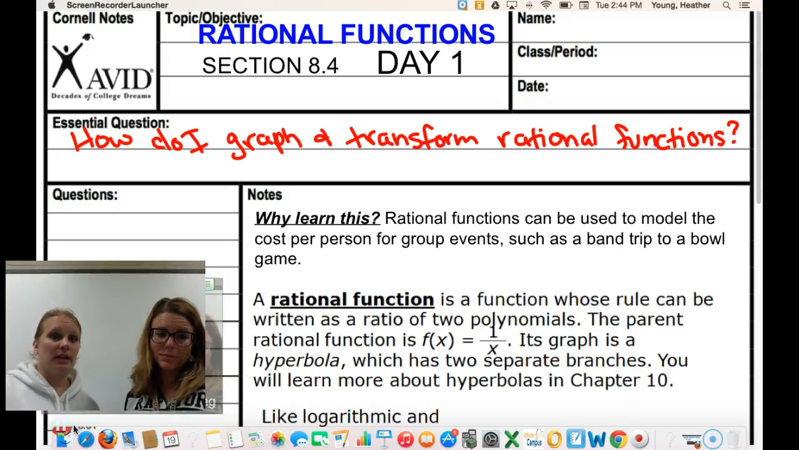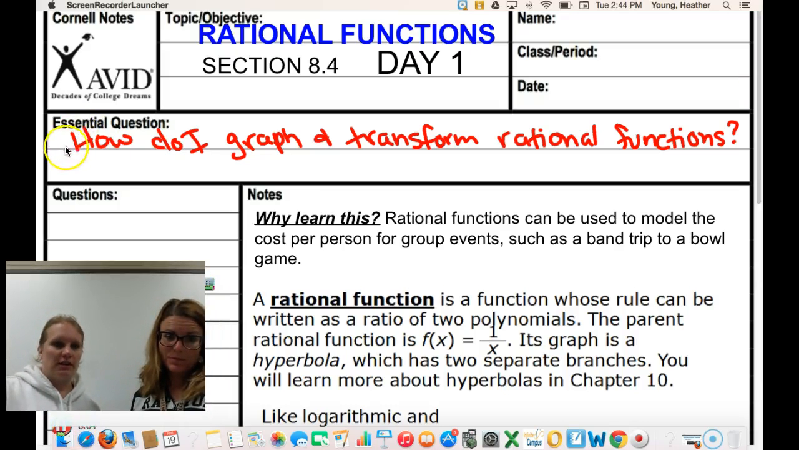All right, so today is a day one lesson, and our essential question is, how do I graph?